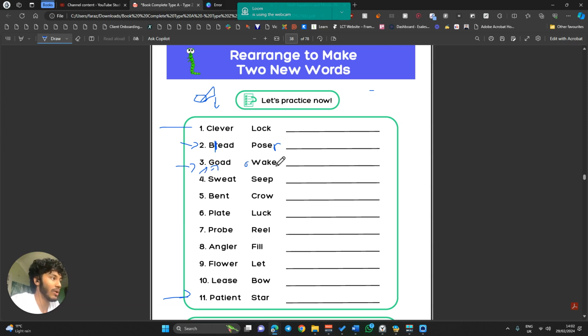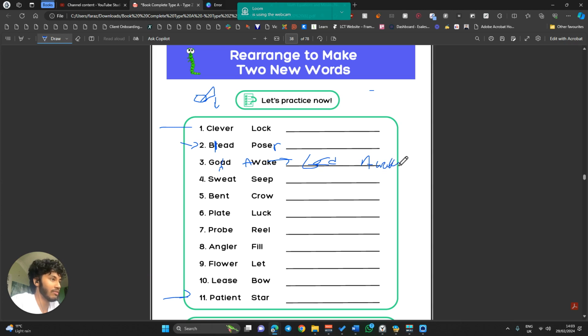So awake, wake, that's not going to work. What I'm going to do is try the A in different positions. So I think we're going to try it here. Okay, there we go. So that's going to be God and awake.